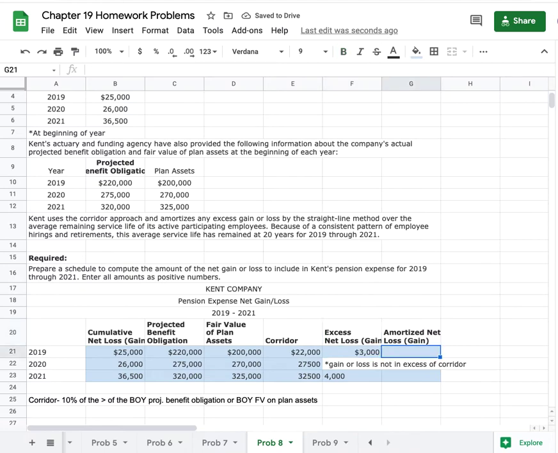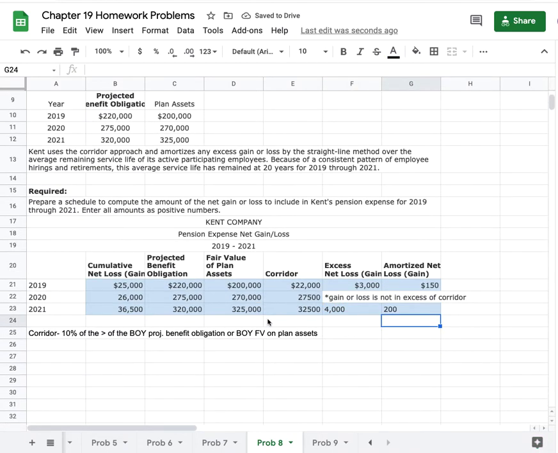And so now the amortized net gain or loss is going to be that excess divided by the 20 years that remain. And that'll be the same for both of these. And that's it for this problem.